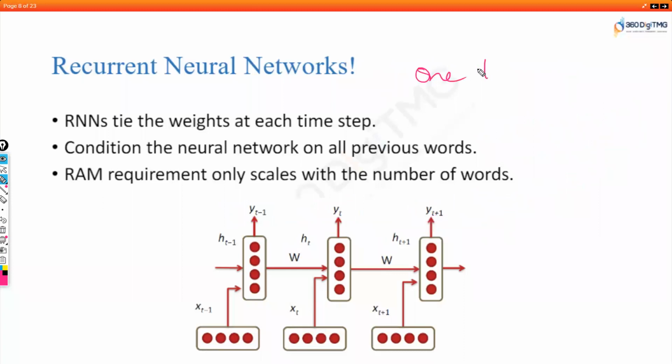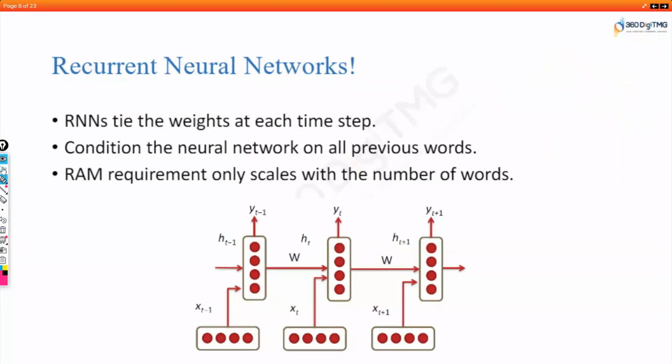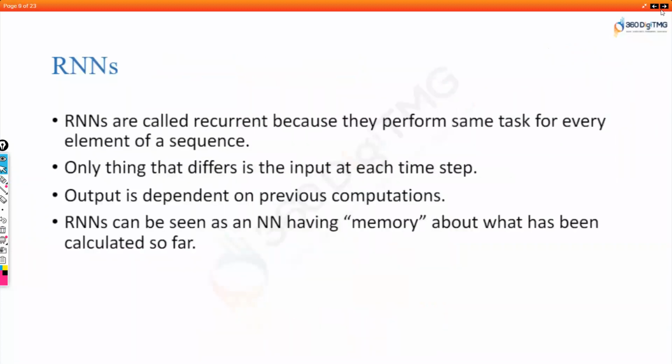One to many: if there is an image that you give as an input, you want the caption for that image. So there might be multiple words. There could also be many to one. You have multiple words, you supply all those words as inputs, and the output would be whether the sentiment is positive or negative. In this way, there are a lot of variants which exist.